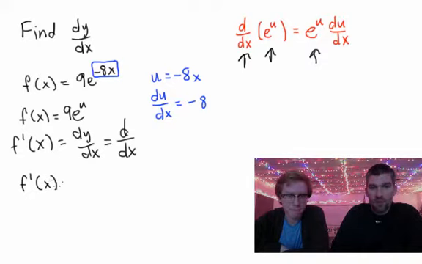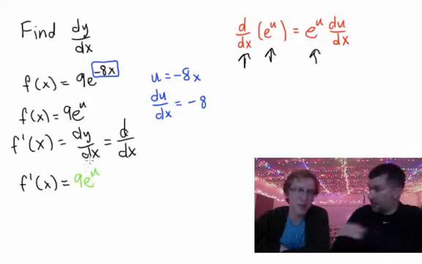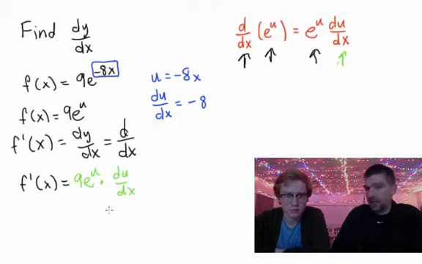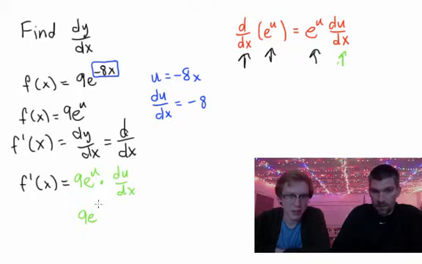So we're going to have f prime of x equals 9e to the u, times du dx. You got it, it's perfect. Now, go ahead and substitute in those u's. So this is going to be 9e to the negative 8x, which is what the u is, times negative 8. That was the derivative.